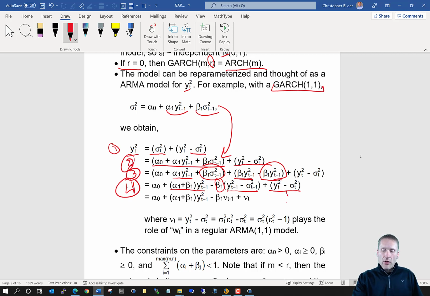So how about we just call this nu sub t? This would be nu sub t minus 1. And now we've basically written the model like an ARMA(1,1) model, where the nu sub t plays the role of the w sub t that we've seen before. The y sub t squared plays the role of this autoregressive term.